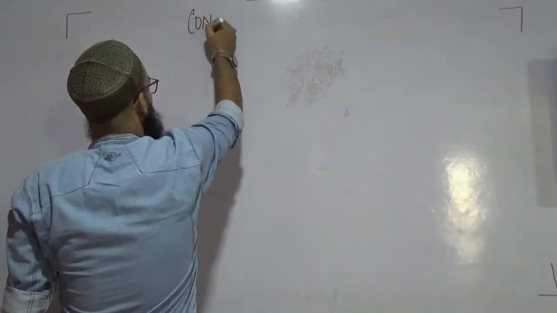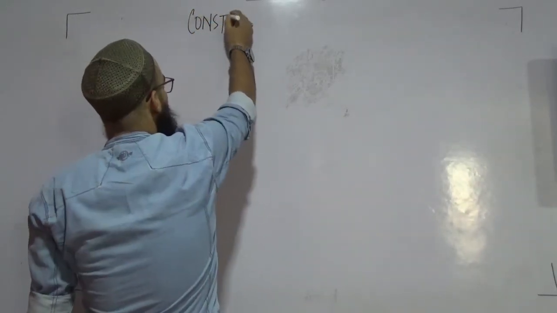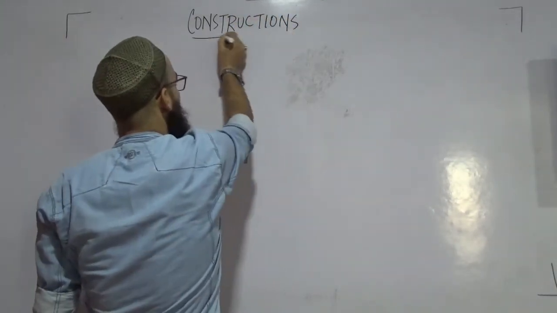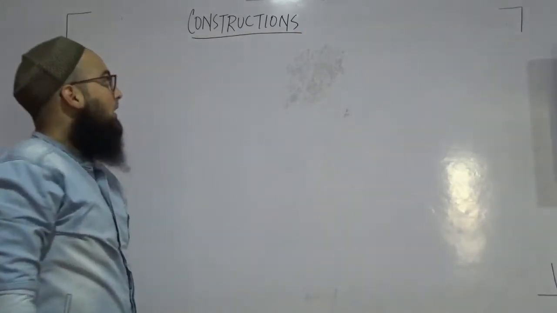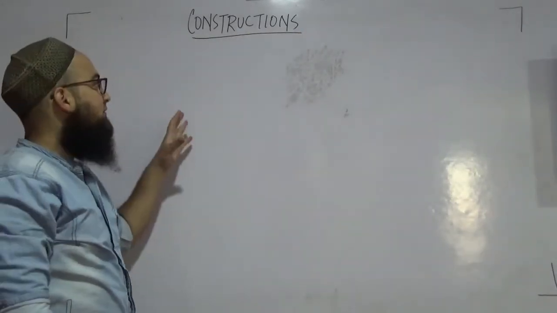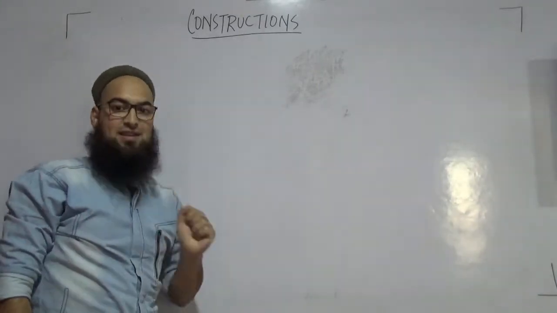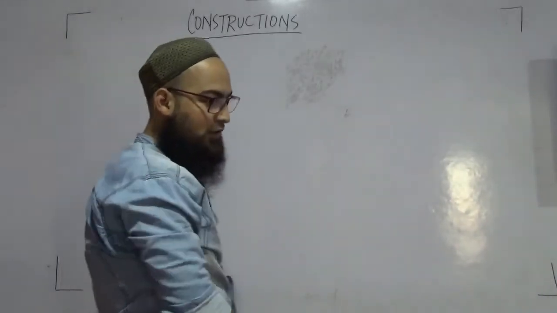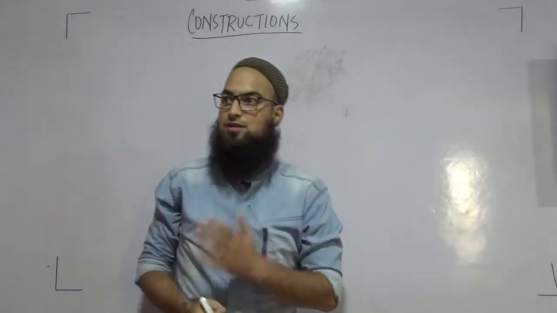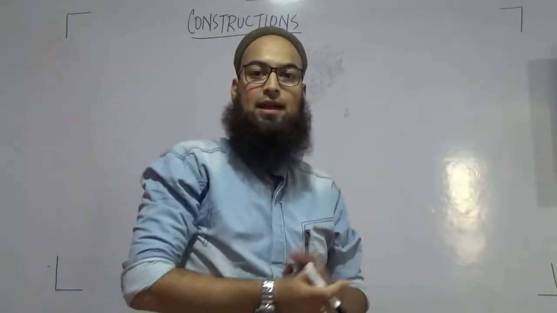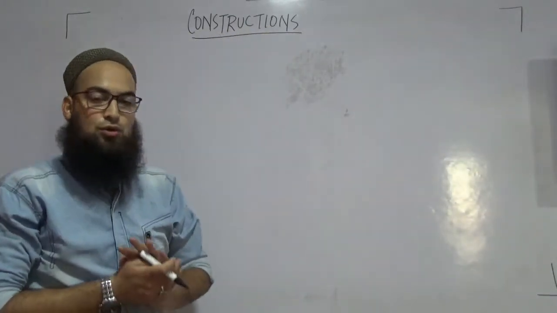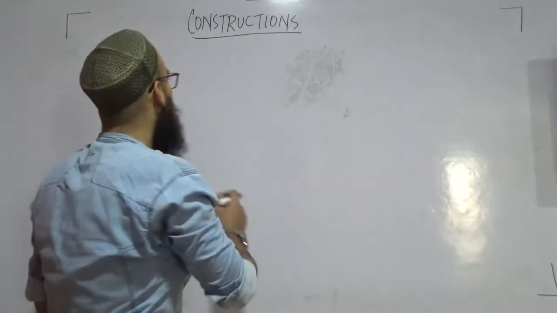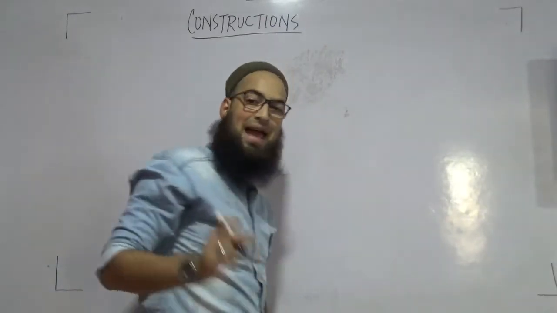Students, today we are going to chapter constructions. Before delving into the chapter, let us first understand a few basic constructions. Like number one, we need to know how to construct a bisector of an angle and how to construct a perpendicular bisector and all that. Let us start with the angle bisector.